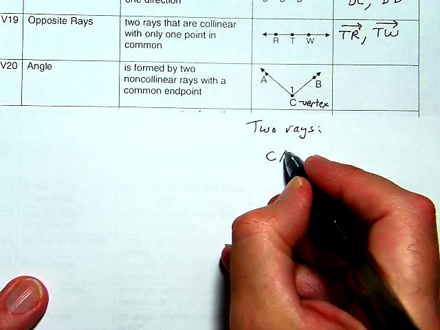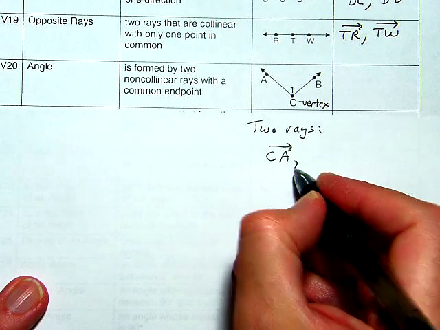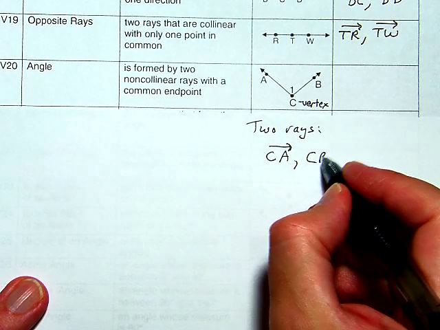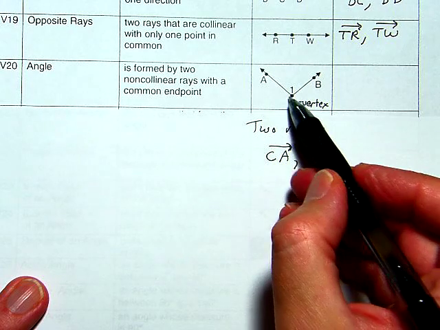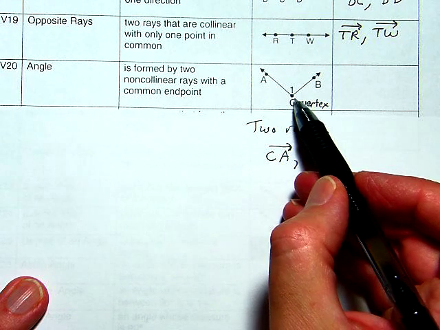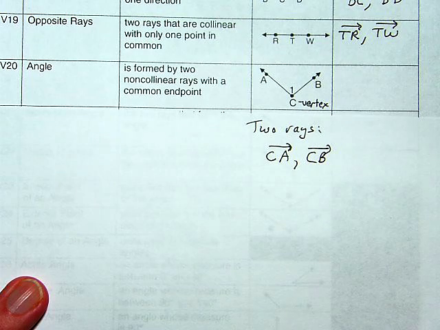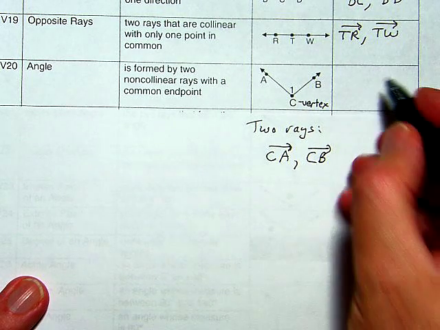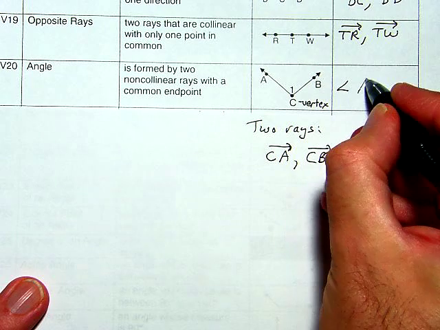And our two rays, so what are the two rays that form this angle? Ray CA, as well as ray CB. So CA is one of the sides of the angle, and CB is another side of the angle. But when we talk about the angle as a whole, we name it like this, angle ACB.